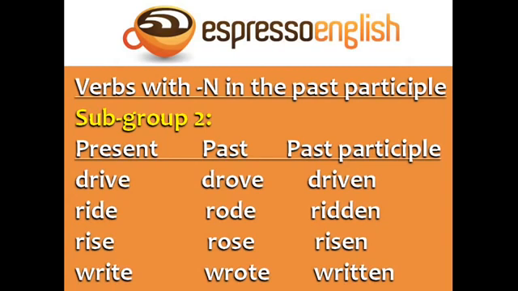Subgroup 2 has o in the past but not in the past participle. Drive, drove, driven. Ride, rode, ridden. Rise, rose, risen. Write, wrote, written. Notice that the sound of the I changes from the present to the past participle. The present is drive, and the past participle is not driven, but driven.